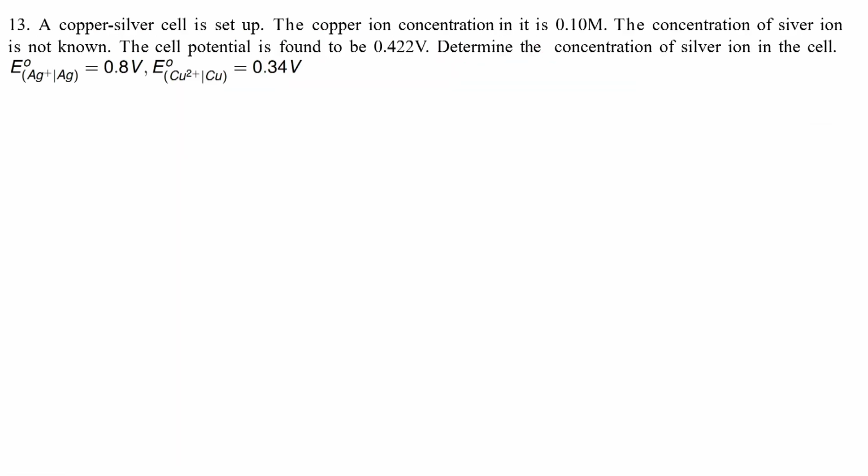Move to problem number 13. It says a copper silver cell is set up. The copper ion concentration in it is 0.1 M. The concentration of silver ion is not known. The cell potential is also found to be 0.422 V. Determine the concentration of silver ion in the cell. So it is a very similar problem to what we discussed just now. E0 of Ag+ to Ag is given as 0.8 volt and E0 of Cu2+ to Cu is given as 0.34 volt.